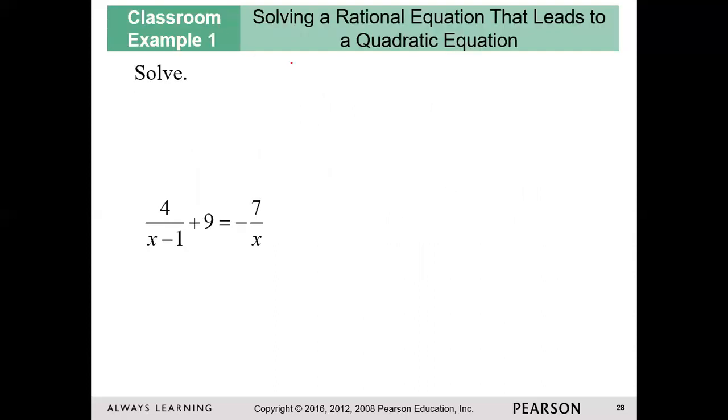All right. So let's go ahead and solve this. Can't see, it's in the way. Get out of the way. Solving a rational equation that leads to a quadratic equation.